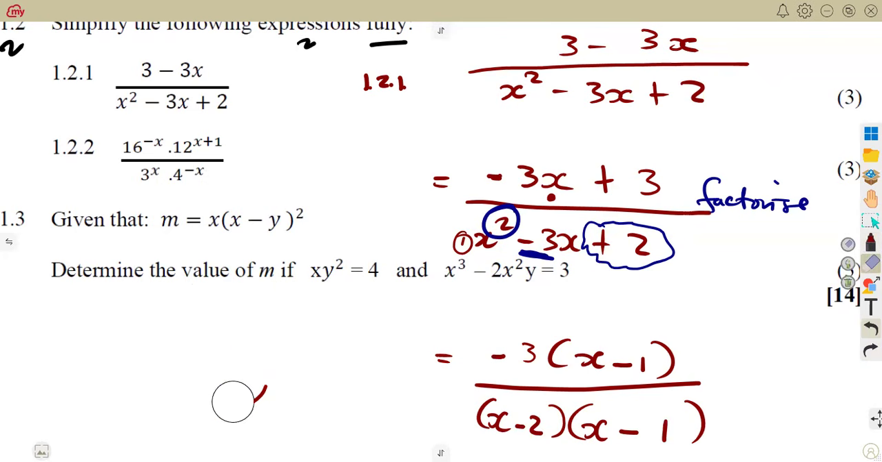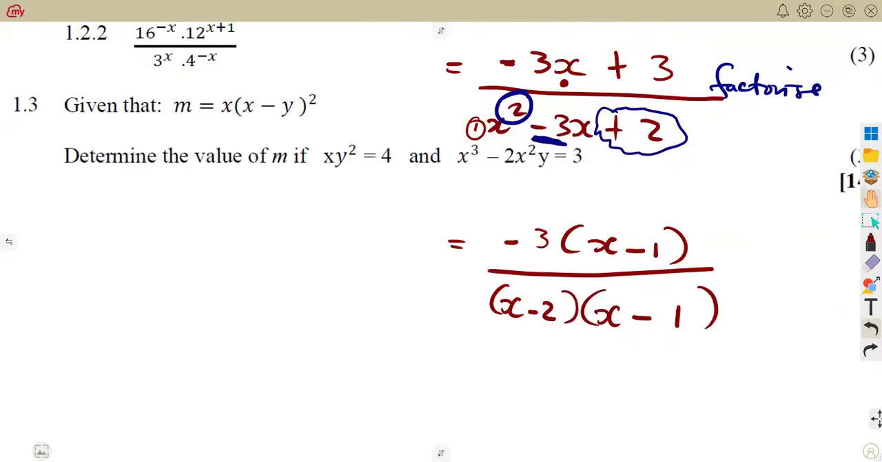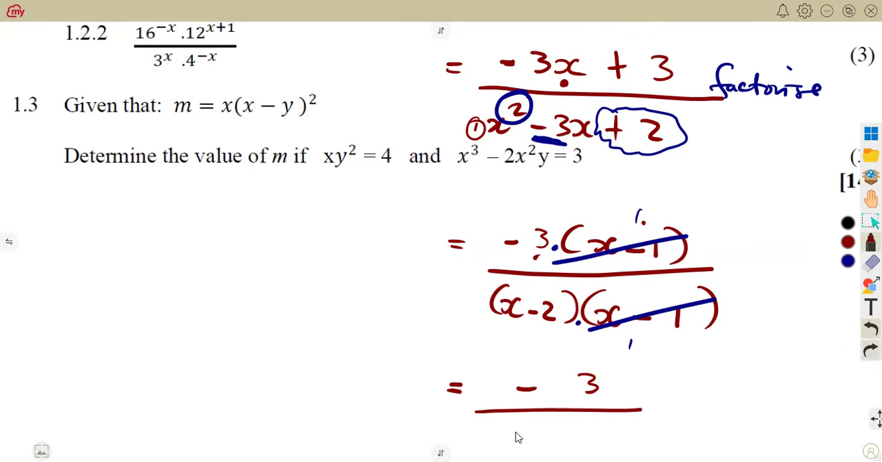By doing this, we can see that there's something common between the numerator and the denominator. This is simply a product, so it allows us to cancel x minus 1. X minus 1 can cancel like this. So it is going to be minus 3 times 1, which is minus 3, over x minus 2 times 1, which is x minus 2. So this is what you're going to have at the end. And this is in its simplest form. There's nothing that you can do from this stage. You cannot factorize. You cannot do anything. This is what you have.